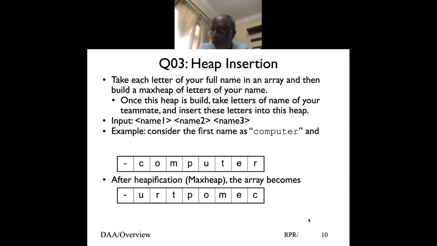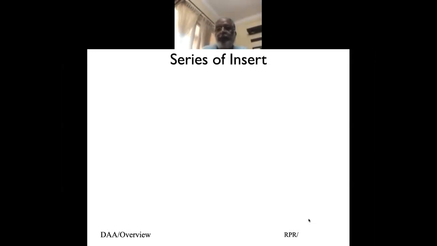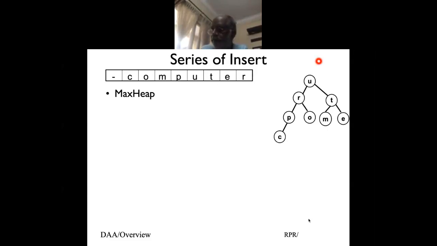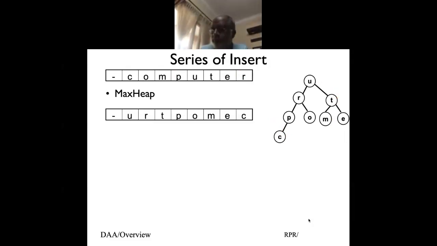So when you perform the heapify operation, this is what you will get. And then you do insert. I want to insert signs, so I'll show an example of how inserting works. So this is computer. If you perform a max heap, your heap would look like this. Look, U is bigger than R and T, R is bigger than both P and O, P is bigger than its child C, T is bigger than M and E. So this gives you the max heap of computer, and the heap looks like this array.